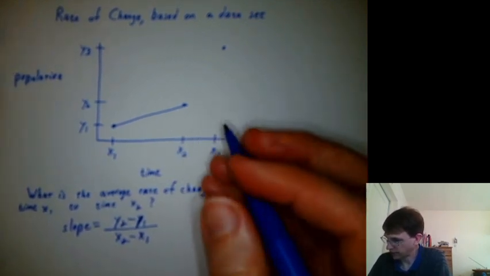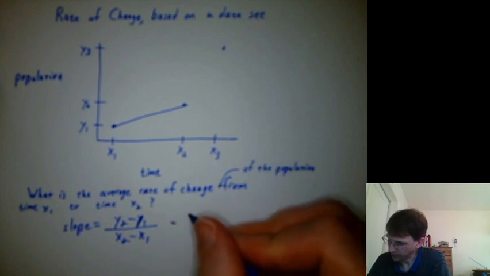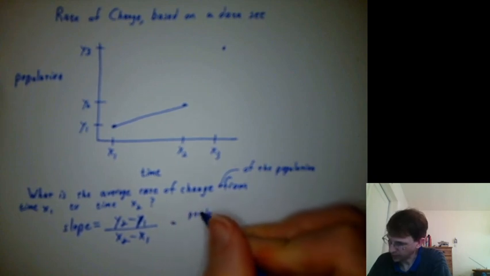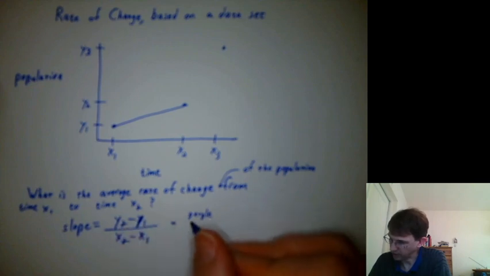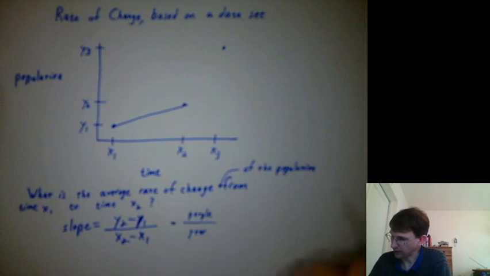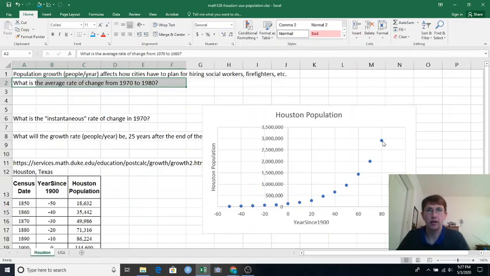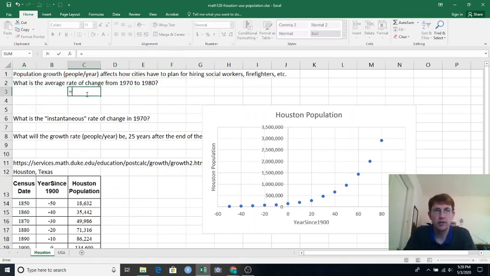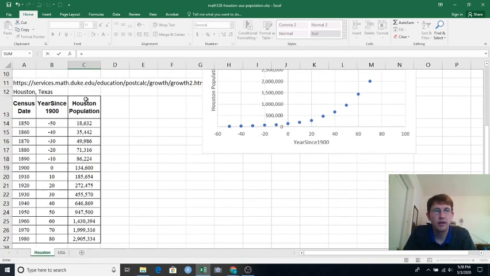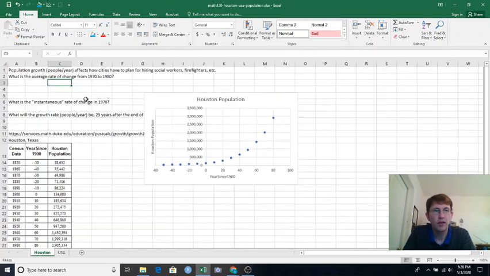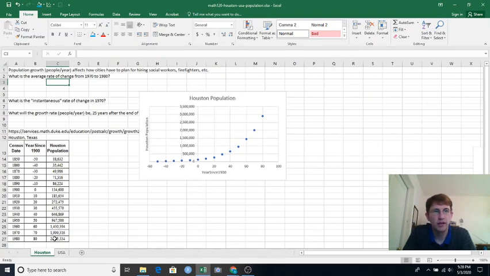So what units will that be in? That'll be in people on the top, because y is in people, and the bottom is years, so people per year. So that's our average rate of change. So I could go ahead and compute that here. I could say equals, and then I'm going to divide, take this difference in population and divide by that difference.